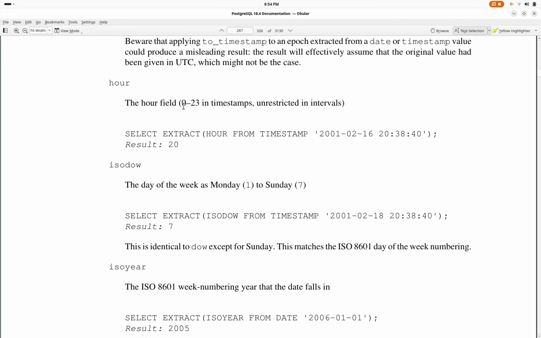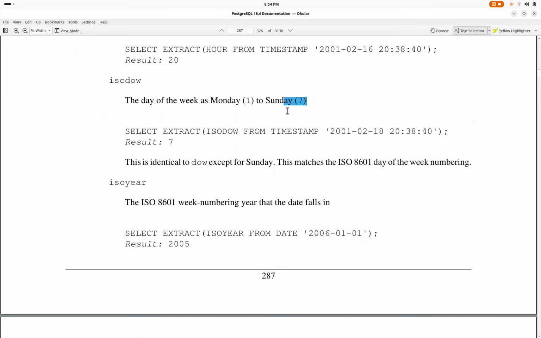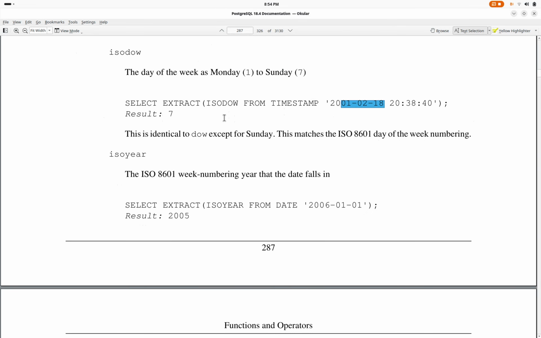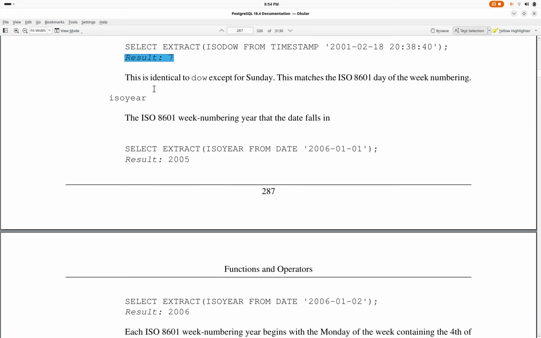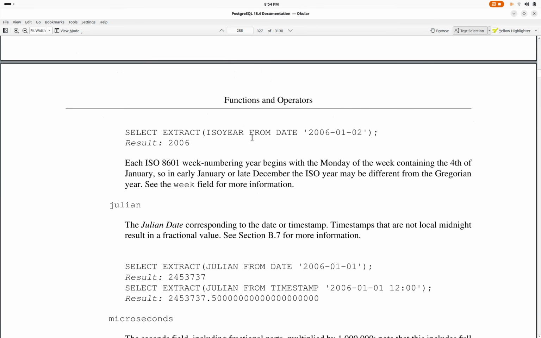Then we have the hour field, which can be from 0 to 23. Here it will be 20. We have ISO day of week. So Monday becomes 1, Sunday becomes 7, and our 18th February becomes 7. This is identical to day of week except for Sunday. ISO year is the year matching the week numbering year that the date falls in. So here 2006 becomes 2005, and for 2006, 2nd of January, it becomes 2006.